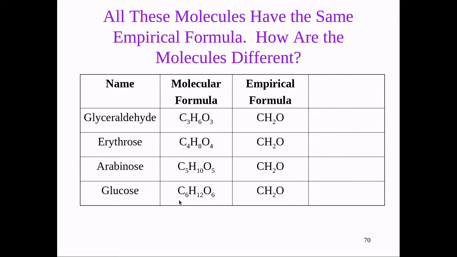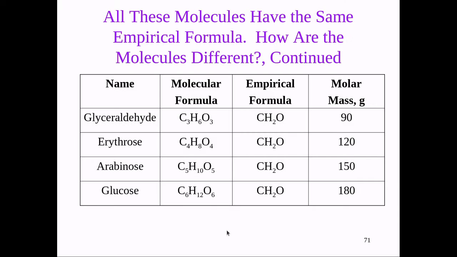And think about their molecular formulas and their empirical formulas. They all have the exact same empirical formula. But each of their molecular formulas is some different multiple of this, right? So this would be 4 times the empirical formula. This one would be 3 times the empirical formula. This one would be 5 times. This one would be 6.